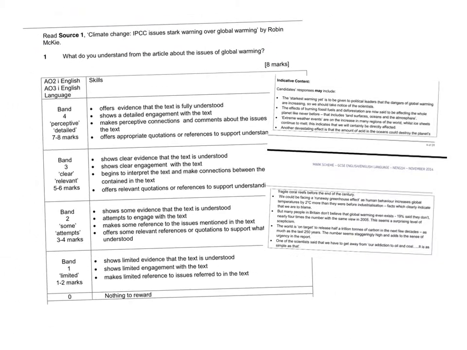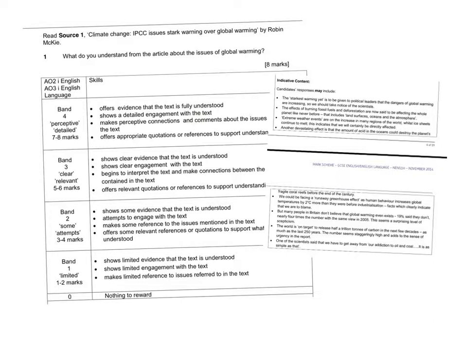Okay, so here we have the mark scheme, and you can see that to get into a band 4 there are 4 bullet points that you need to consider. So the first one is you need to offer evidence that the text is fully understood, and the best way to do that is to use quotes from the beginning, middle and end of the article. The second bullet point shows a detailed engagement with the text. You can show this by making inferences and by rewording what you've found out in your own words, just to show that you've interpreted them, and it shows that you've engaged with the text.